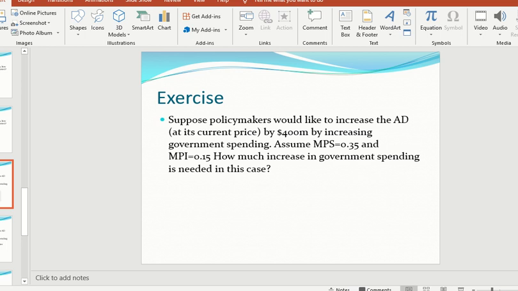Suppose policymakers would like to increase the aggregate demand at its current price by $400 million by increasing government spending. Assume marginal propensity to save is equal to 0.35 and marginal propensity to import is equal to 0.15. How much increase in government spending is needed in this case? So once again, let's pause for a few minutes so that you can work on the problems. We'll come back later.